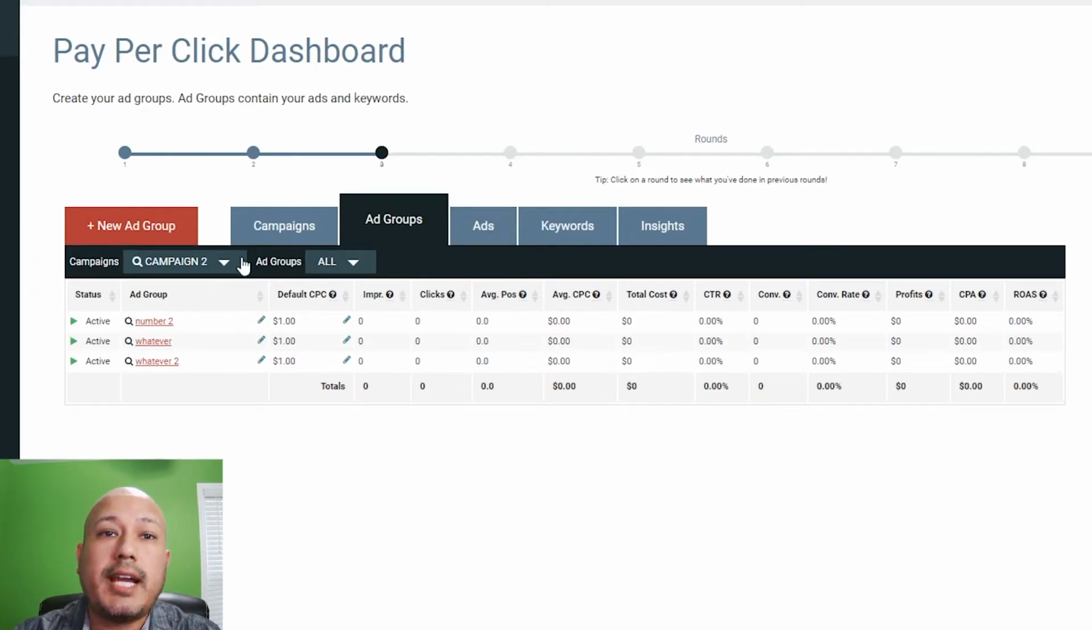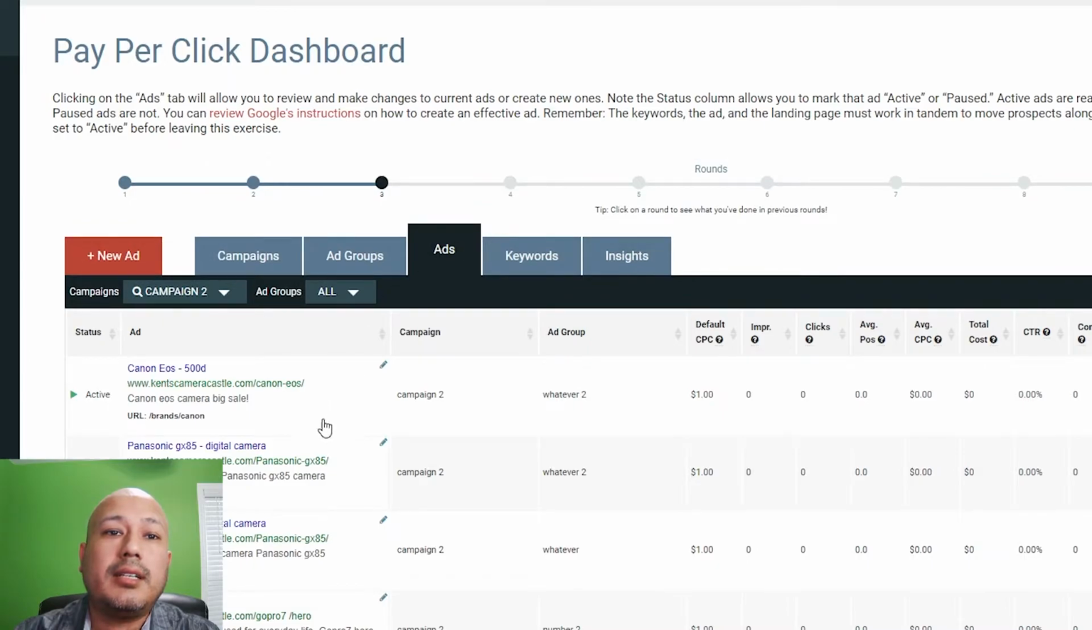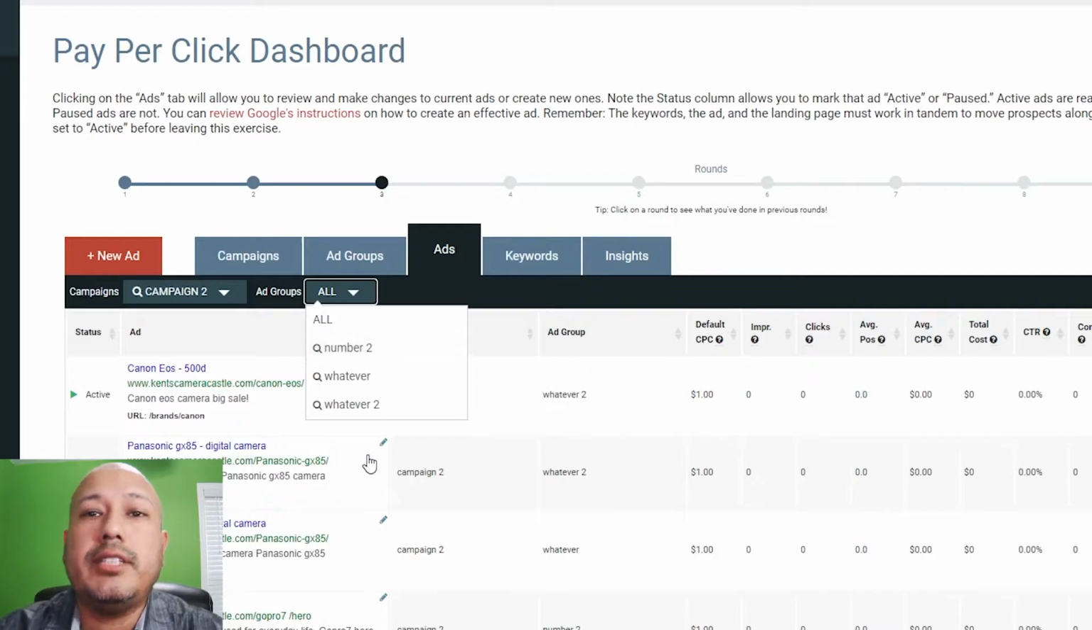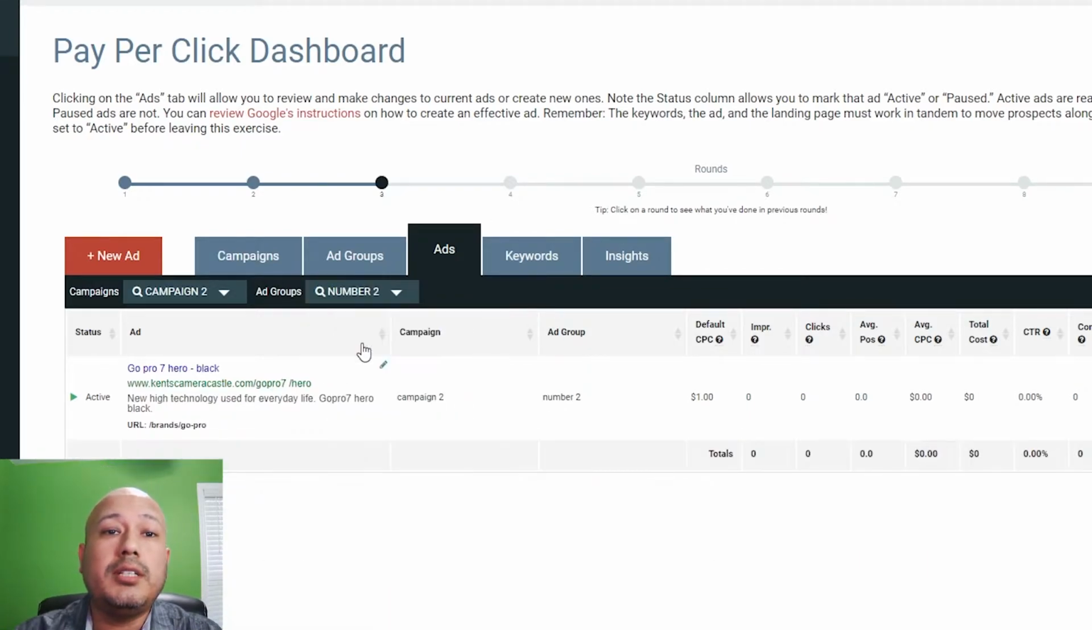There are 3 ad groups in this campaign, which is a requirement for the second round, and I see that the student has done that. Now there are 4 advertisements that are running, which is more than the required 3, but let's take a look. This is the campaign, this is the ad group, and we see that there are 3 ad groups. Let's look at the number 2 ad group for the student.